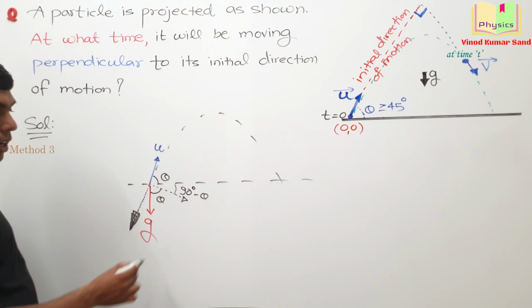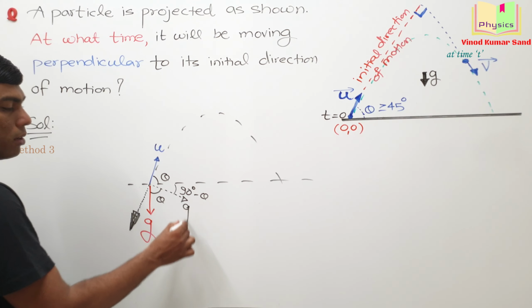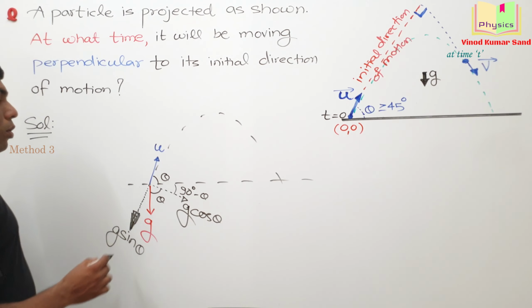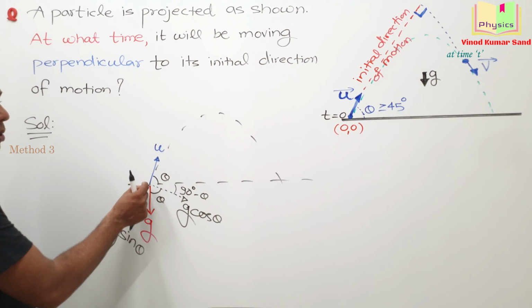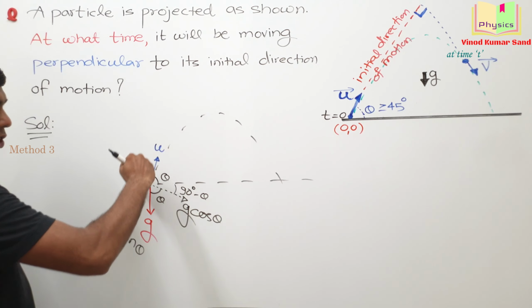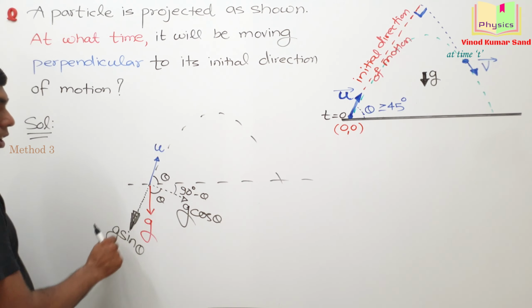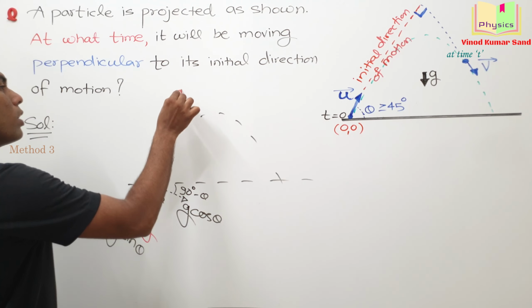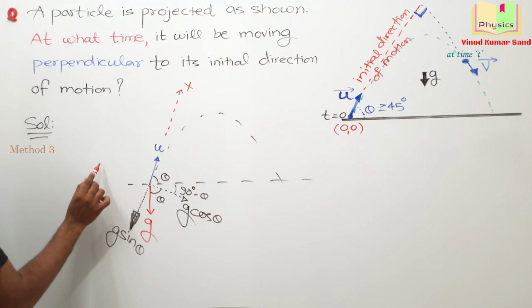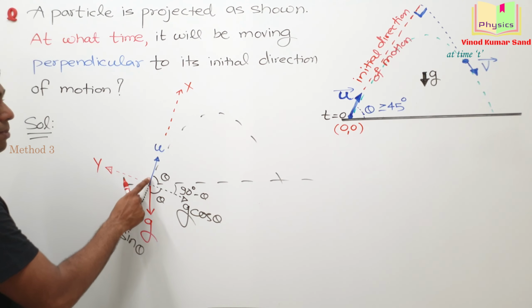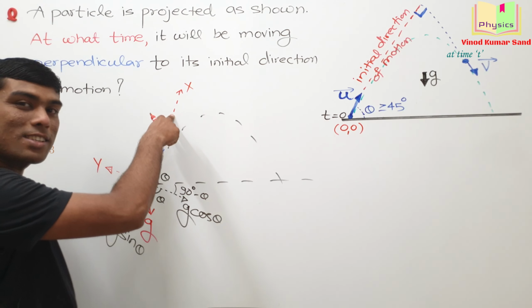This angle must be theta. So the component of g in this direction will be g cos theta, and the component of g in this direction will be g sin theta. This g sin theta will be responsible for slowing down the particle, because u is in this direction and g sin theta is in this direction. So along this direction, the speed of particle will keep on decreasing. For simplicity, let's say you assume this to be the x-axis and we assume this to be the y-axis this time. After some time, velocity of the particle along the x-axis will become zero.